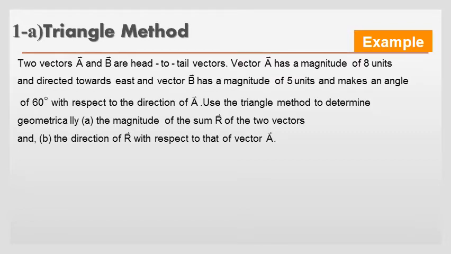The first choice: A and B are head to tail vectors. In this example, vector A has a magnitude of 8 units and is directed towards the east, while vector B has a magnitude of 5 units and makes an angle of 60 degrees with respect to the direction of vector A. Use the triangle method to determine geometrically part A, the magnitude of the sum R, and part B, the direction of the sum R with respect to that of vector A, or with respect to the positive x-axis.